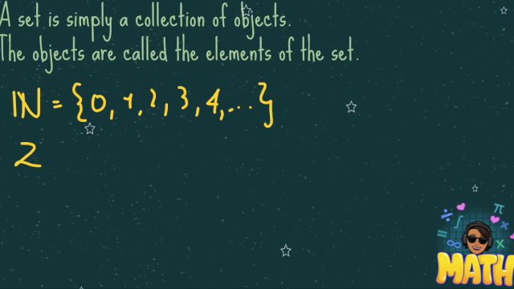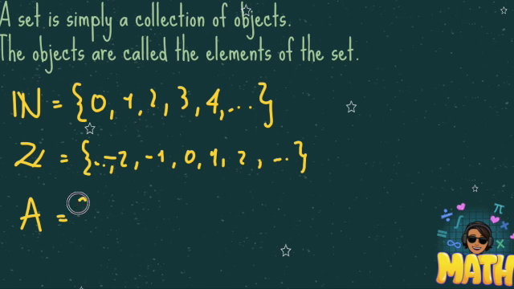Or the integer numbers, where we have infinite numbers, like -2, -1, 0, 1, 2, and so on, right? We can also have sets like, for example, the possible outcomes of tossing a coin, where let's say the set A is equal to heads and tails. Those are the possible outcomes of tossing a coin, right?